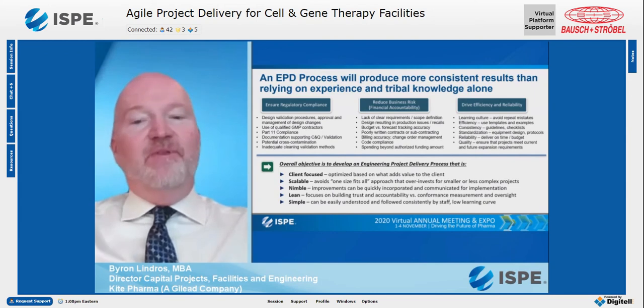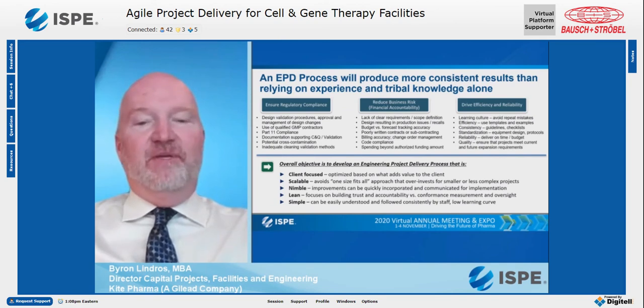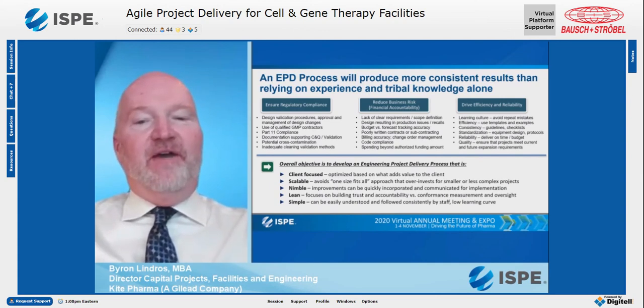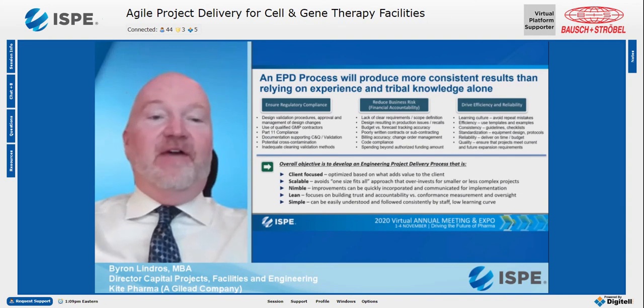And leveraging that begin with the end in mind principle, your objective should really be to develop a process that is client-focused, which means based on how the client defines value; scalable over a range of projects, anywhere from small, simple equipment projects to large, complex greenfield facilities; nimble, meaning it allows you to react and improve and adapt it very quickly; lean, meaning you're avoiding red tape and form pollution and really focusing on trust and accountability around your defined process. And then finally, leveraging the KISS principle: keep it simple, stupid. If you have difficulty writing down your procedures or explaining to others, you're probably going to have a difficult time implementing it.